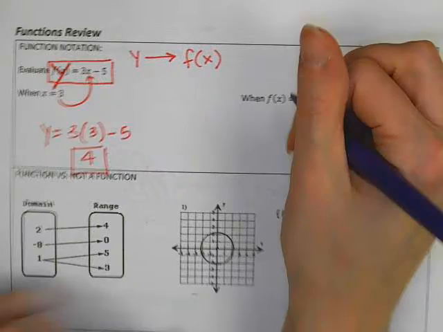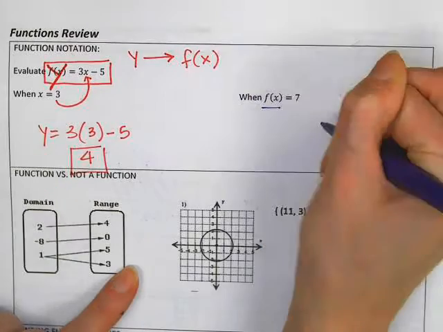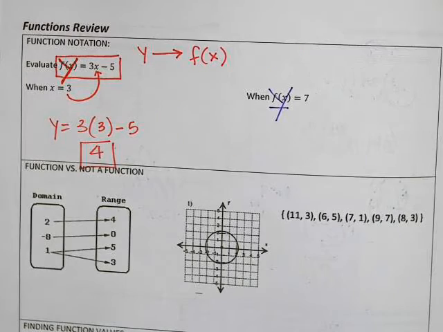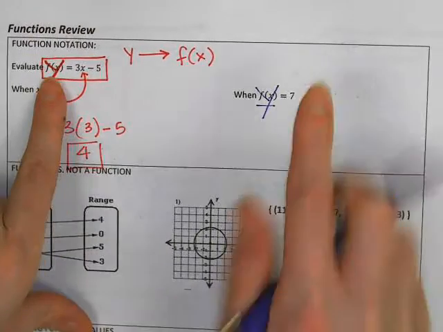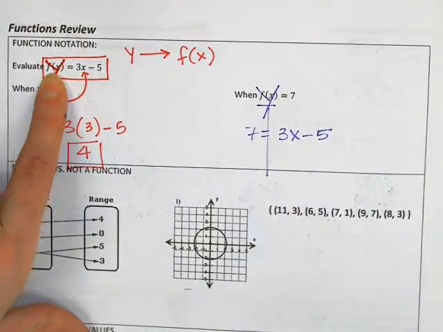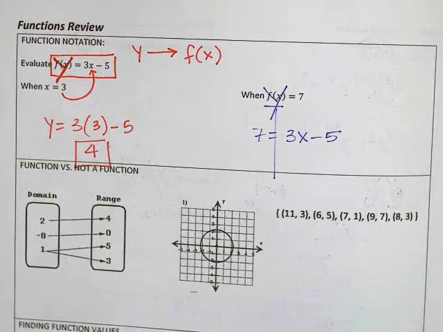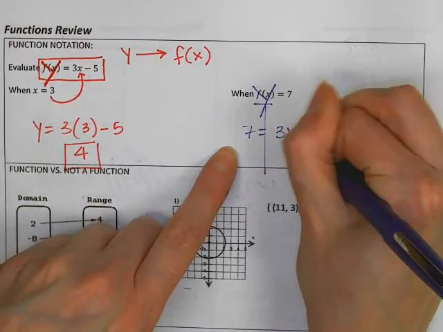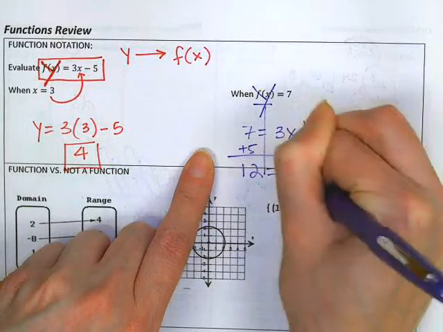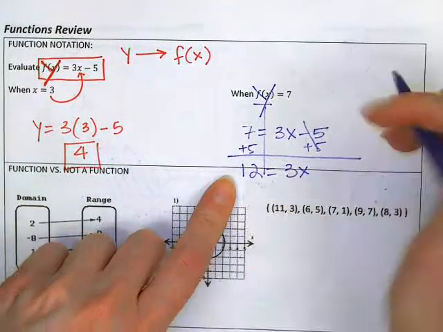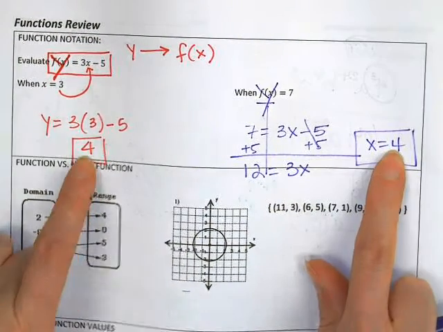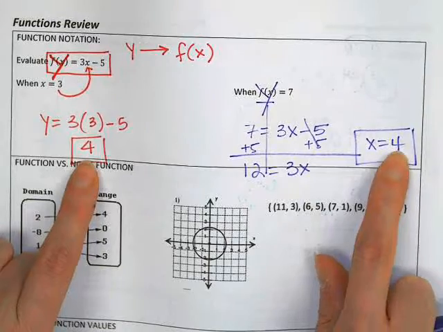Now the second one, they're saying they want the function value to be 7, which means they want y to be 7. They want you to find x. So now we put 7 into here, and we need to solve. So we need to draw the wall and solve for x. So we would add the 5, and you would end up with 12 equals 3x. And then if you divide both sides by 3, x ends up being 4. Total coincidence that these are both 4. Don't think it's always 4.